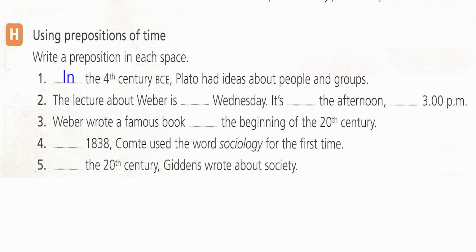First one we have, in the 4th century BCE, Plato had ideas about people and groups. Second sentence, the lecture about Weber is on Wednesday. It's in the afternoon at 3 p.m. For the third sentence, Weber wrote a famous book at the beginning of the 20th century. Fourth sentence, in 1838, Comte used the word sociology for the first time. And lastly, in the 20th century, Giddens wrote about society.